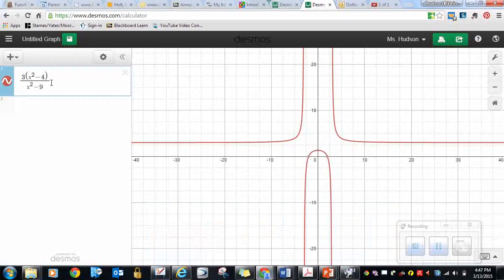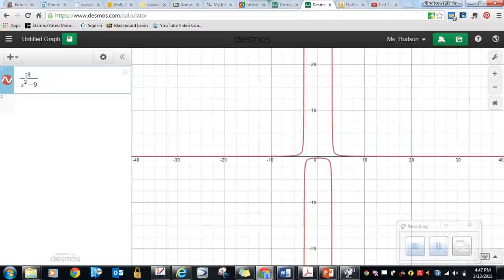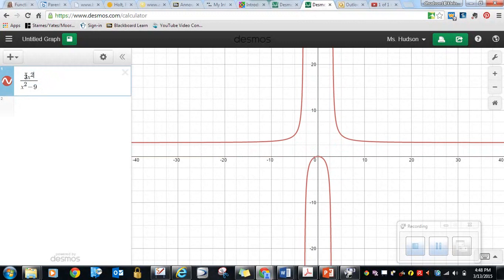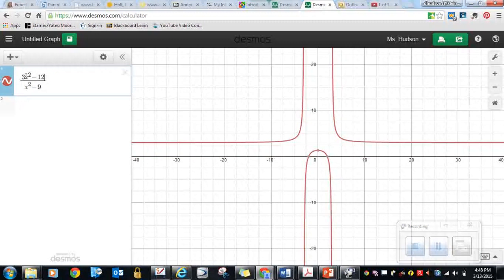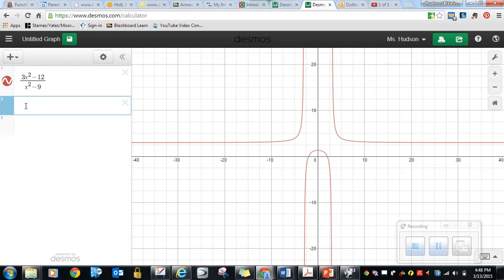Here's our original graph. I factored the 3 out. Let me change it for you so you see it's exactly the same. This numerator right here is 3x squared minus 12. Let's make that so you trust me. That's going to be 3x squared over x squared minus 9... There we go. And as we can see, we have our zeros at the point negative 2, 0. There's 1. The other one is at the point 2, 0, just like we calculated originally by hand.